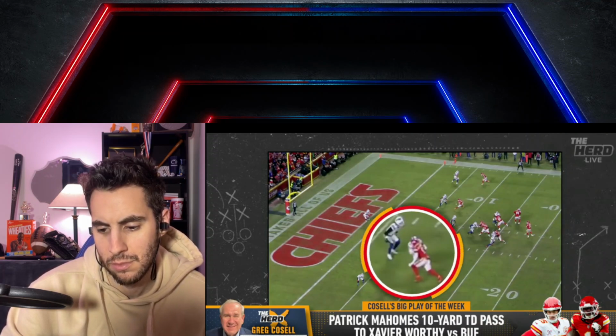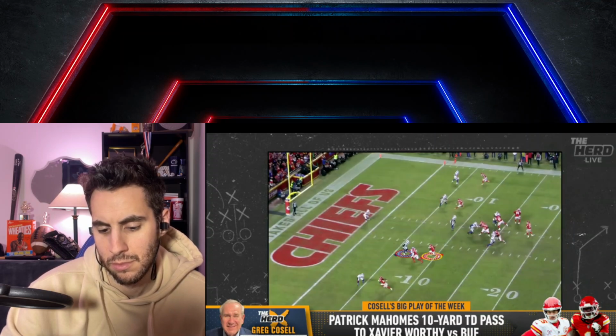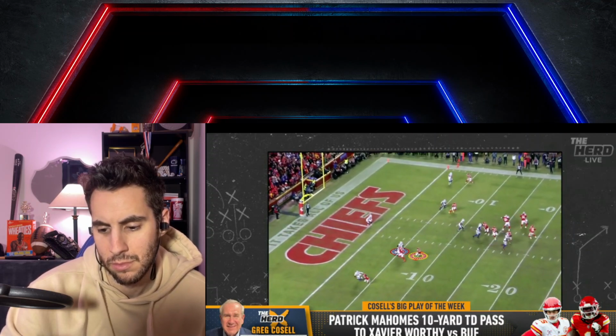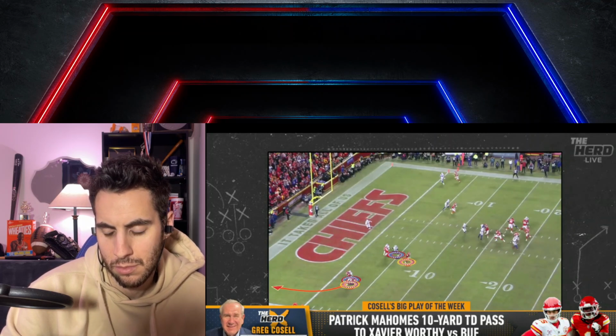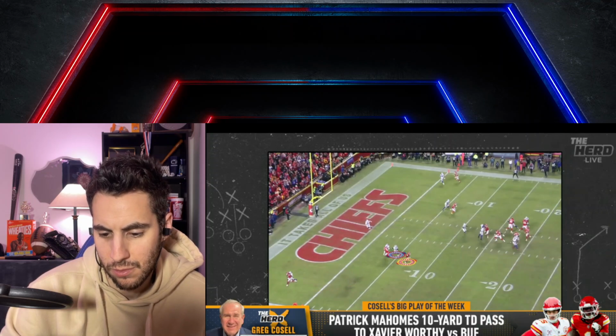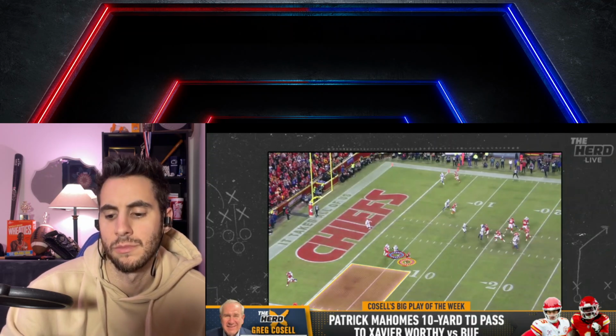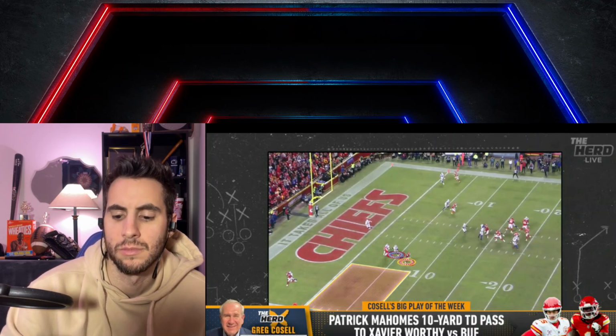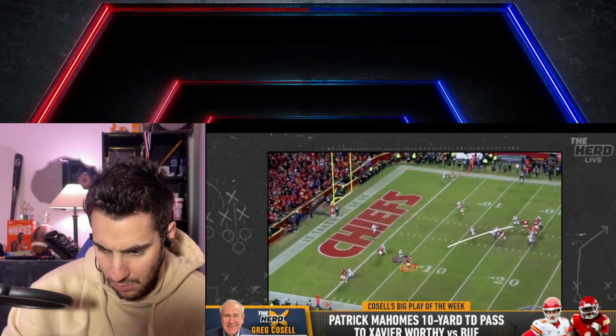And what ends up happening is he waits, and then he's late. He ends up going underneath it, but he's late. And then you have Hopkins, who's clearing out here. He's not really part of the play. He's just clearing out, and that creates a lot of space for Worthy. They run the natural pick, and it becomes a pitch and catch touchdown.